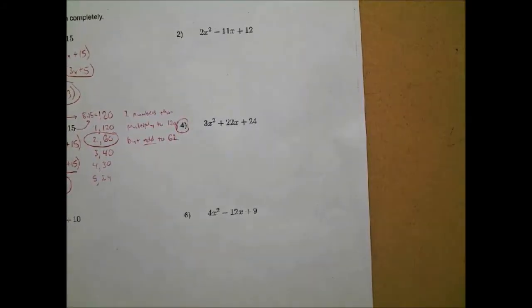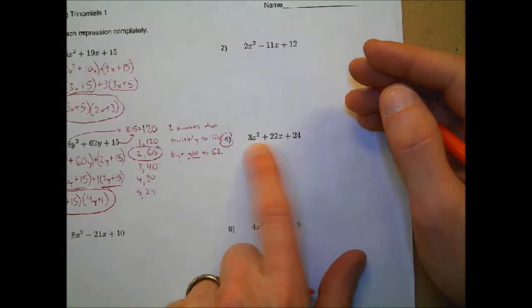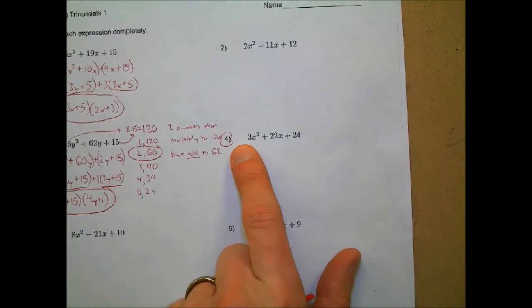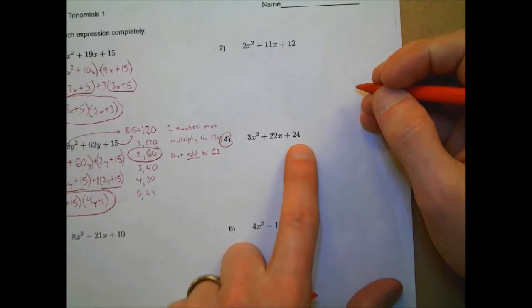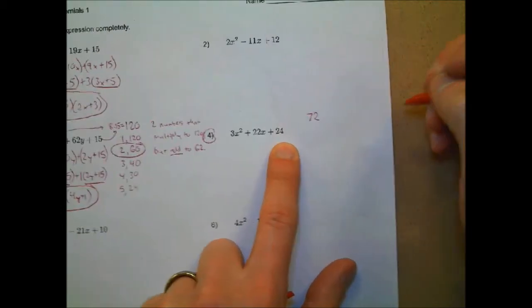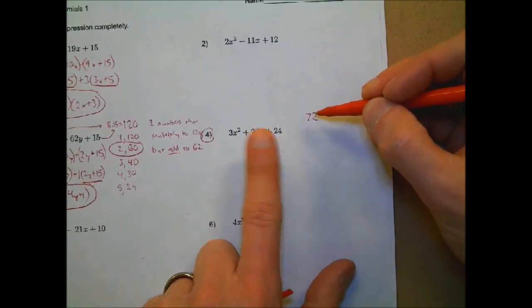Okay, so again, what's our lead coefficient in number 4? 3x squared. Okay, just the coefficient is 3, and then times our constant, or our last term here, is 24. So 3 times 24 is 72. I need two numbers that multiply to 72 but add to what? 22.